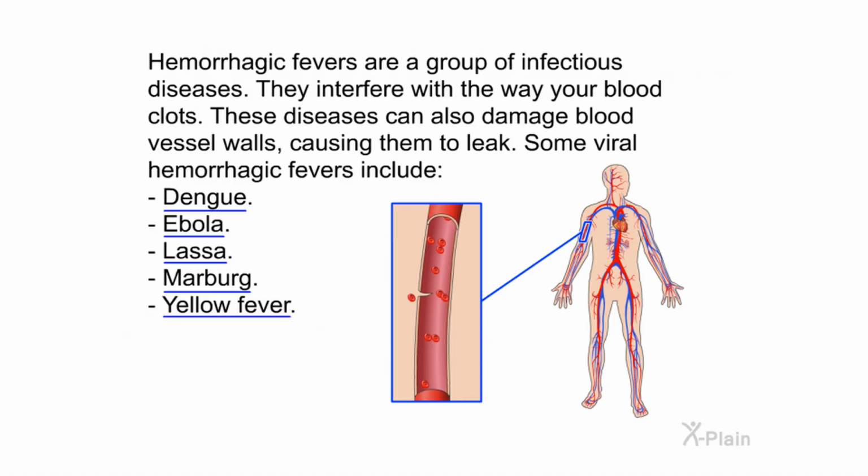Hemorrhagic fevers are a group of infectious diseases. They interfere with the way your blood clots. These diseases can also damage blood vessel walls, causing them to leak. Some viral hemorrhagic fevers include dengue, Ebola, Lassa, Marburg, yellow fever.